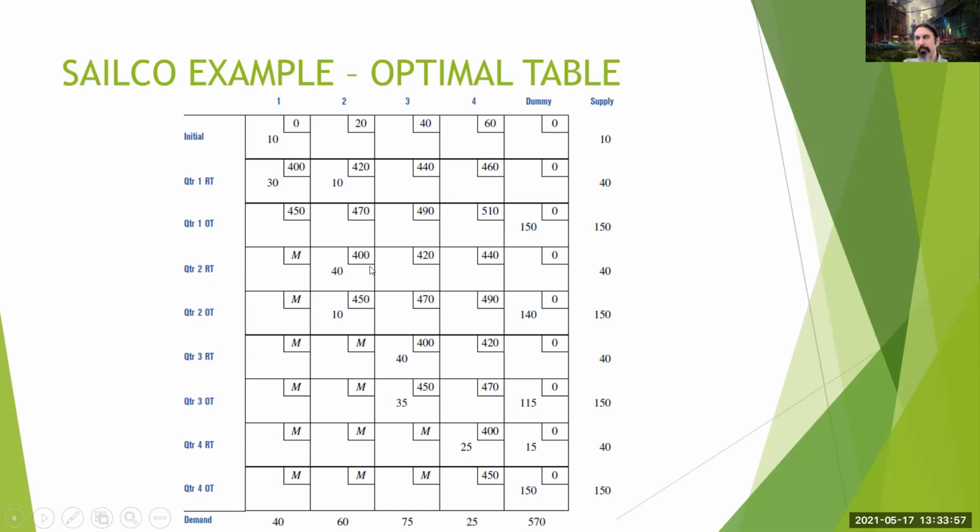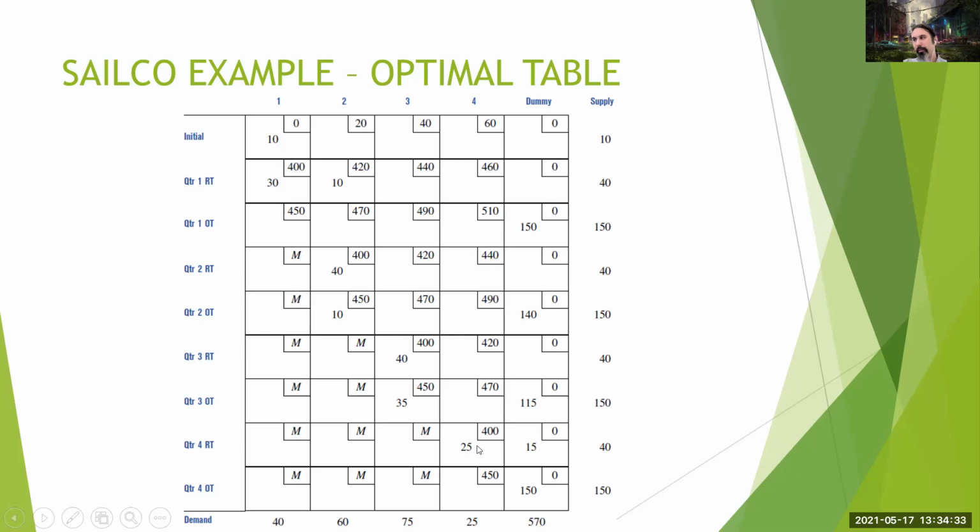The second quarter is much simpler for regular time, just produce 40 and use it in second. But in overtime, we are producing 10 and using it second, and we are not producing 140. This is the unused capacity for us. 140 unused capacity. Out of 150 available, we're just producing 10, and we're not using the 140 points of overtime capacity. In the third quarter, we are producing 40 for the third quarter in regular time, and 35 overtime for the third quarter, and we are not using 115.